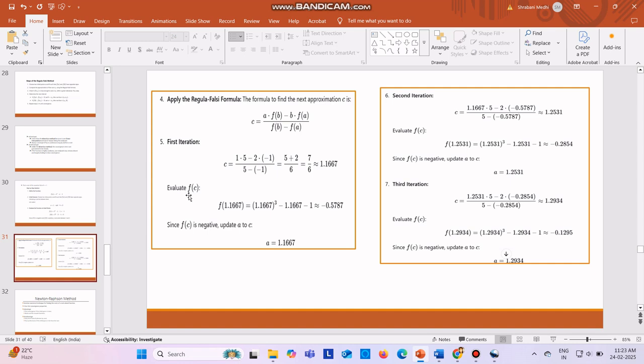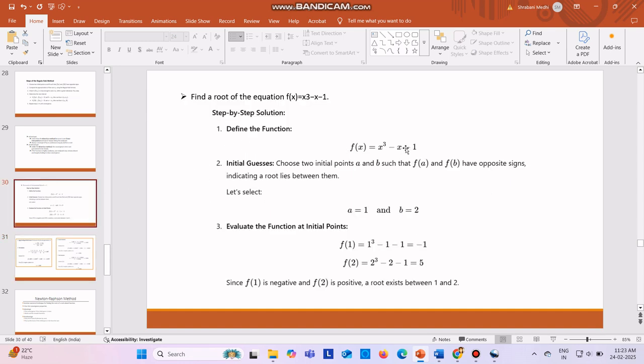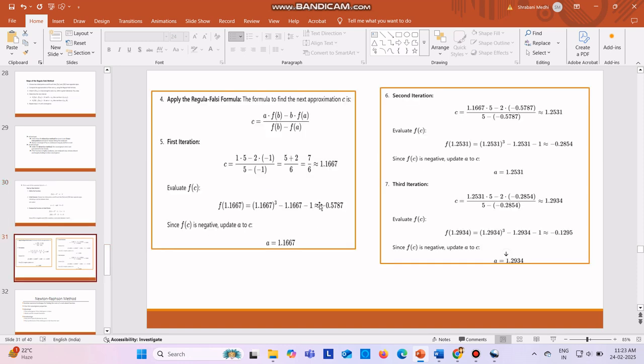Now we will find f(c). We put this value 1.1667 in the equation. What is the equation we were using? x³ − x − 1. So 1.1667³ − 1.1667 − 1. The value we got is −0.578. Now we check whether it is equal to 0, or less than the tolerance value. It is not, so we are going to go for the next round.